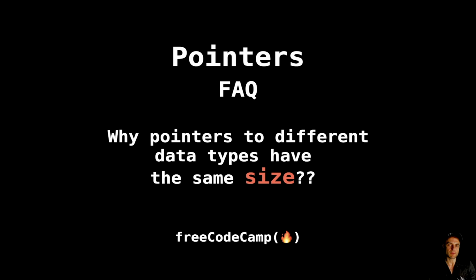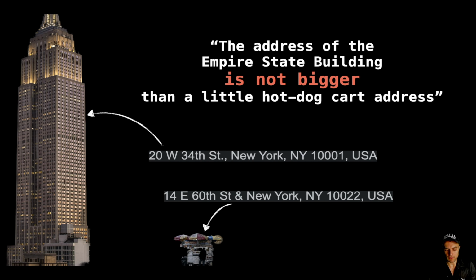Other question, why do pointers to different data types have the same size? This is a good question, right? Now, I'm gonna propose to you a little parallel, which is illuminating in my opinion. So if you want to search the address of, I don't know, the Empire State Building, or if you want to search the address of a random dude selling hot dogs at Central Park, are you gonna get a bigger address if you want to go to the Empire State Building, given that this is much, much bigger than the hot dog cart? Well, of course not, my friend. An address is just an address. This is something that is telling where something is. It doesn't tell whether the object pointed to by this address is big or not. This is not the point of an address.